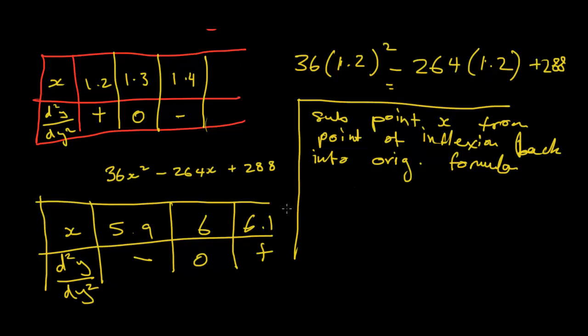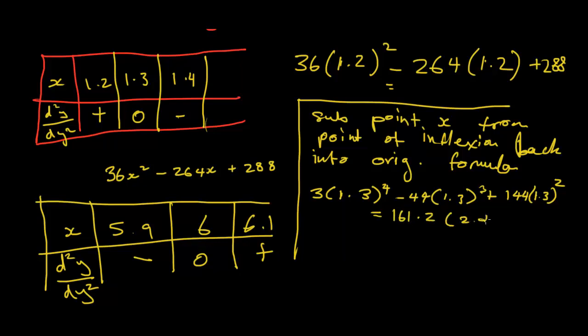So what I've done is just going back, looking at the formula. We've got 1.3 to the 4 minus 44 times 1.3 to the 3, and we've got plus 144 times 1.3 to the 2. Okay, that should equal 161.2 to 2 decimal places. Okay, awesome. We can do that for the other one as well.